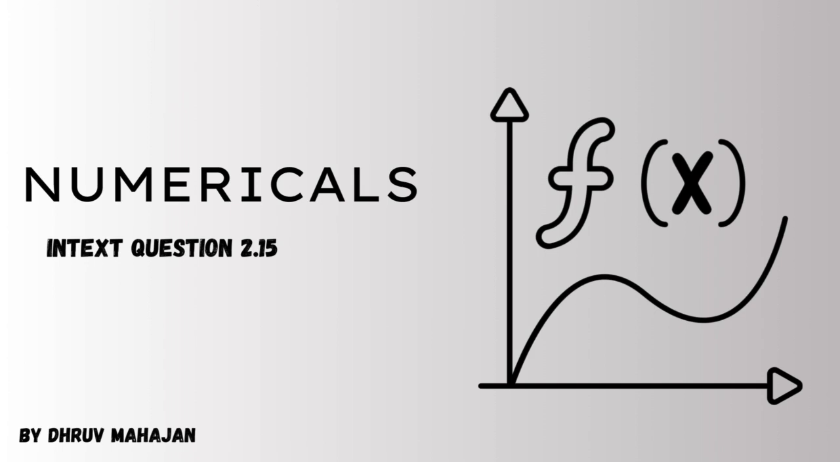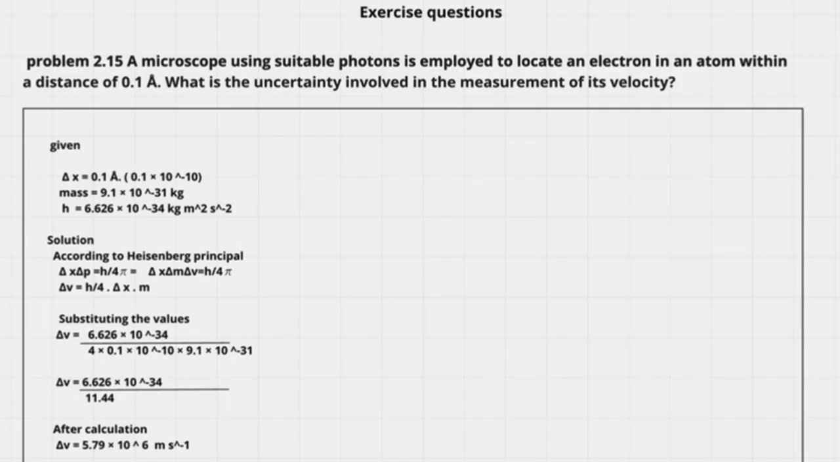In this lecture, we will spend our brain doing some numericals, so join us whether you are a student or a curious mind. Given: increment x equals 0.1 Å, that is 0.1 into 10 raised to the power 10. Mass equals 9.1 into 10 raised to the power minus 31 kilograms. h is equal to 6.626 times 10 raised to the power 34 kg meter square second inverse square.